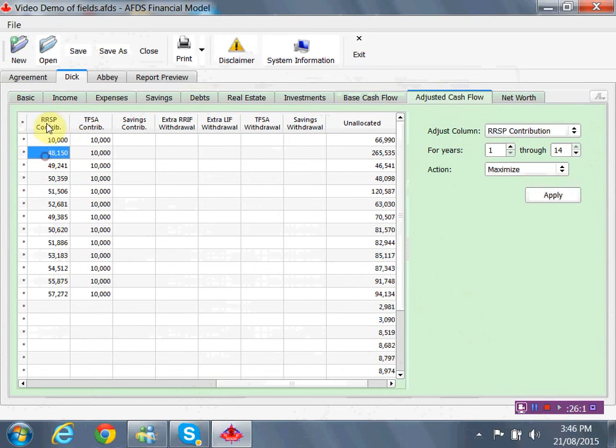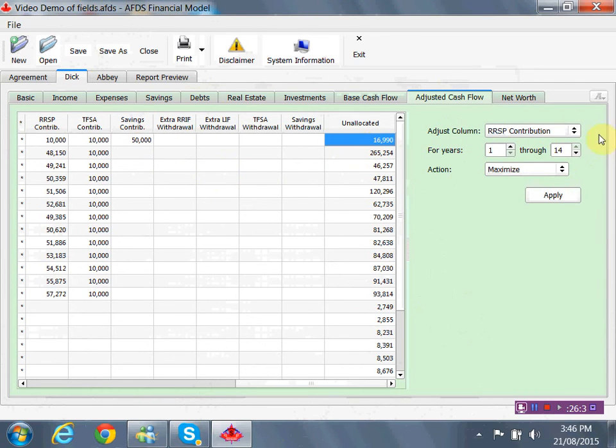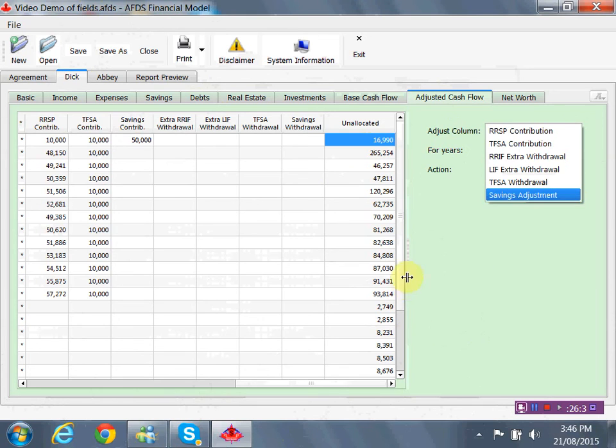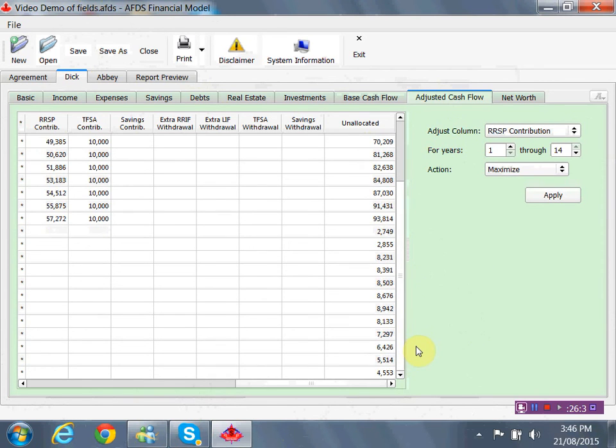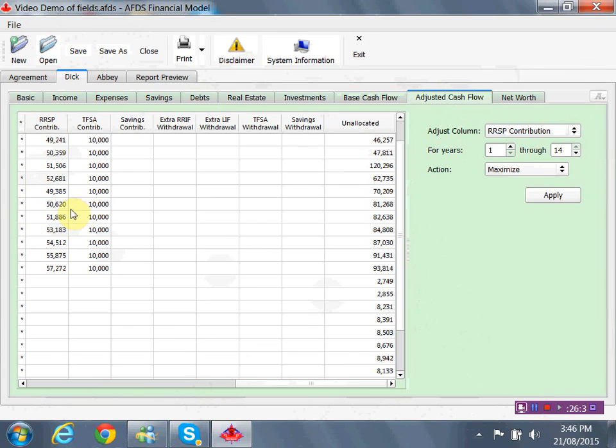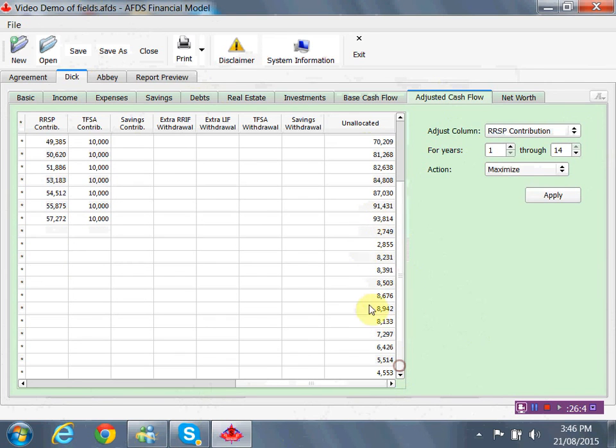So in any of these, the RSP contribution, the TFSA, the savings, let's say here we just said, okay, well, let's put all those savings into something. If we put a savings contribution in there, it'll come off of the unallocated. And you notice what happened is when we did those savings, it allowed more money to come out of these RSPs, and so this changed this. So that's one of the things that changed it.